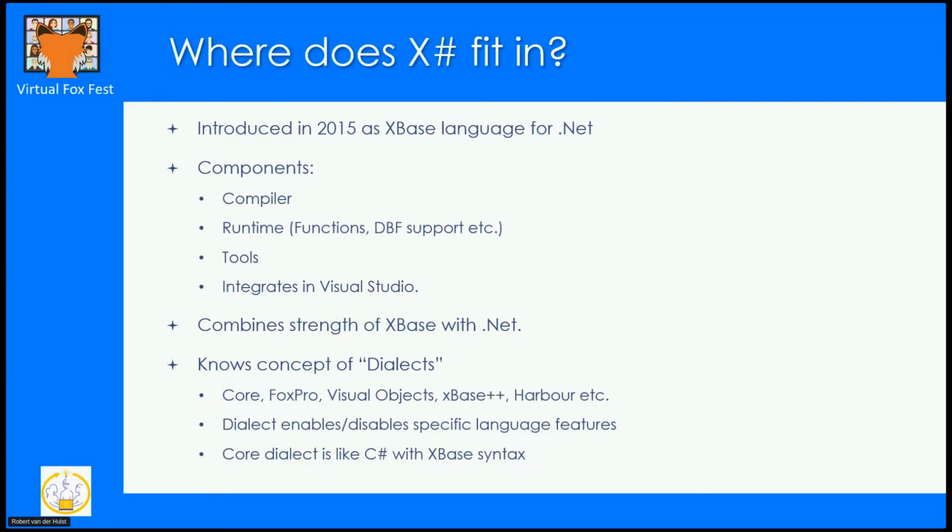Finally, the core is not really a dialect, but this was our implementation of a language that has X-Base syntax but behaves like C#. So some things that are specific to X-Base, like for example DBF support or memory variables like privates and publics, do not exist in core. Also, core does not support untyped variables. Everything must be typed in core. So that's how you can see the core language. A lot of X# was written in the core language, but of course we allow you to write code in the FoxPro language, the FoxPro dialect.